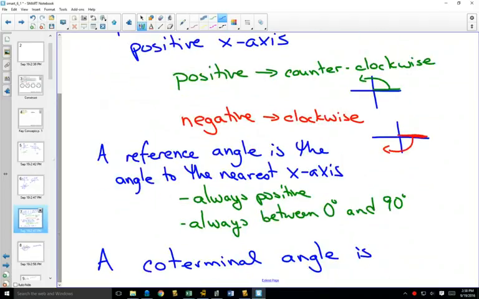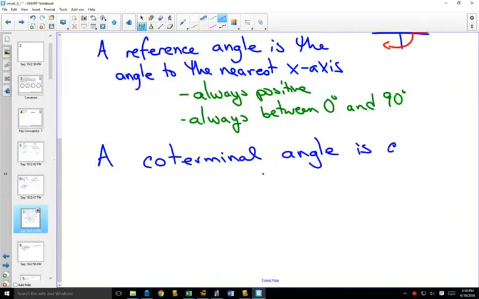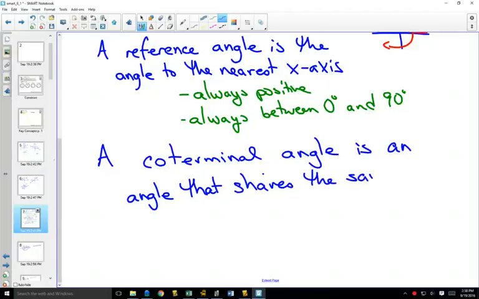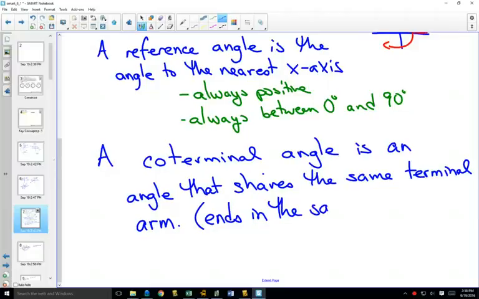So if we add to our definition, a coterminal angle is an angle that shares the same terminal arm, aka it ends in the same place.